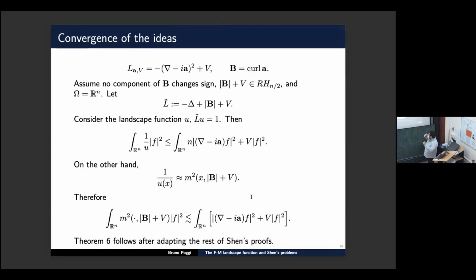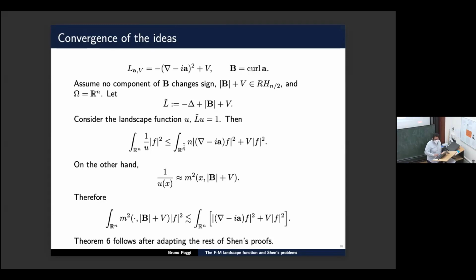And this is really the recap of what I said last slide. So you have the magnetic Schrödinger operator and assume that no component of the magnetic field B changes sign. And assume that B plus B is in the reverse Hölder class, the natural assumption, and omega is... Now again, you do the trick. For the landscape function, you don't take the magnetic Schrödinger operator, but you take this related Schrödinger operator, minus delta plus d plus V. And you consider its landscape function for L tilde. Then you have this result. And that's just from the previous theorem I showed.